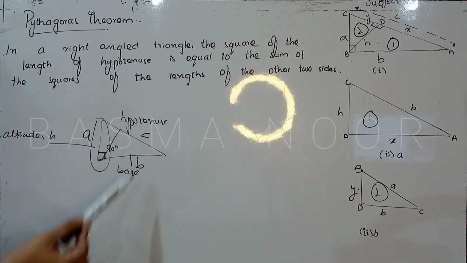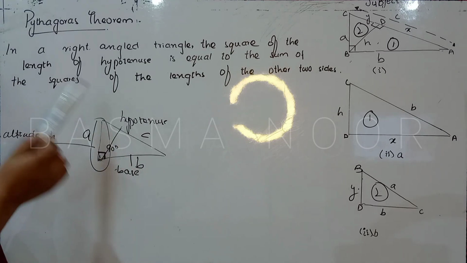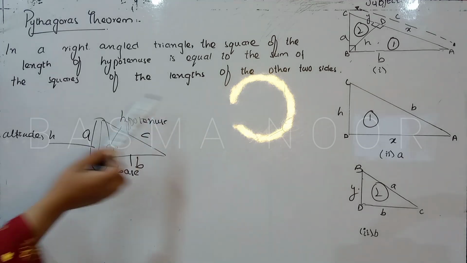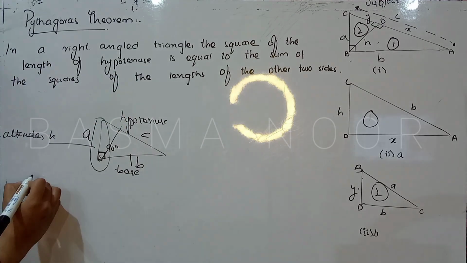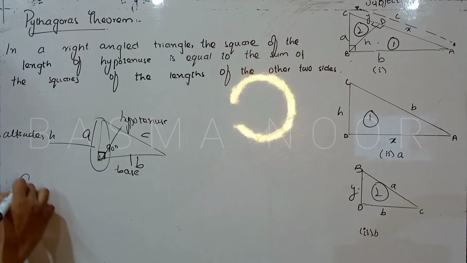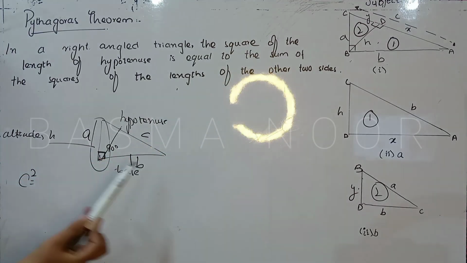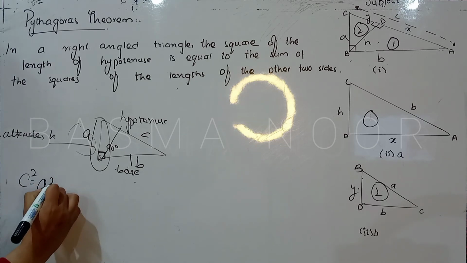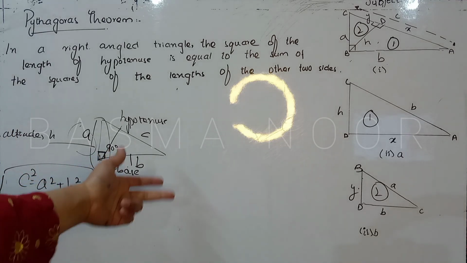In a right angle triangle, which has a 90-degree angle, the side opposite to 90 is the hypotenuse, and the other sides are base and altitude. The square of the length of hypotenuse is equal to the sum of the squares of the lengths of the other two sides. These are the other two, and we're going to take their squares and add them: a square plus b square. This is given in the statement: hypotenuse square is equal to base square plus altitude square.